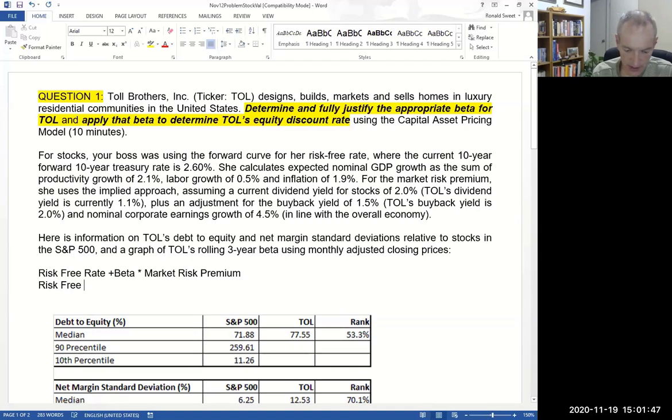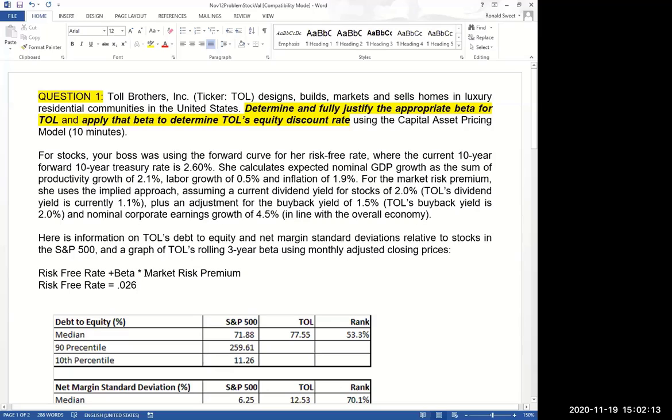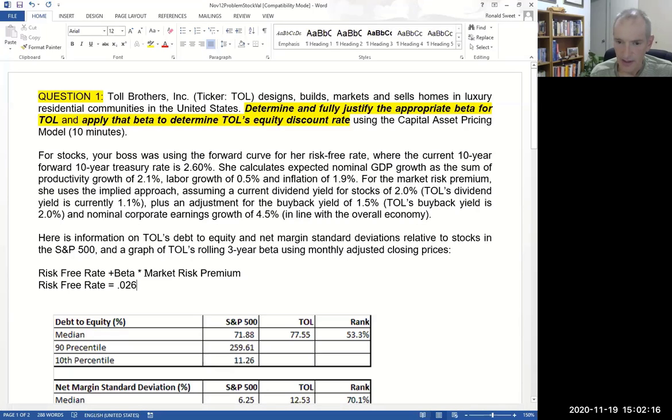So the risk-free rate, all you got to do there is just look and see what she says. Your boss is using the forward curve for her risk-free rate, where the current 10-year forward yield is 2.6. So there it is right there, 2.6%. I've had a few students that can't handle percentage signs, so I'd recommend you just type everything in decimals. I have this problem more with my graduate students that instead of typing in 2.6%, they'll type 260% and not understand why they're getting a stock price of like 37 cents. So if you have any struggles with that, just on the exam, do everything in decimals.